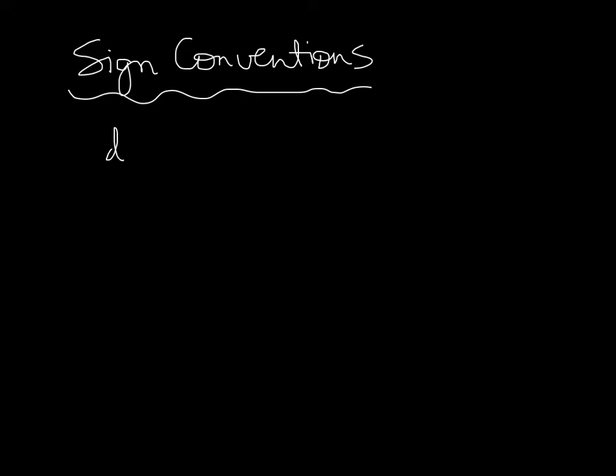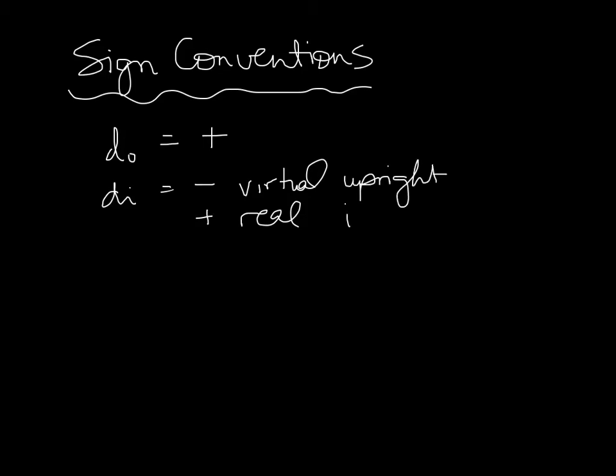Our DO is still positive. Now when you get into honors, that could change, so let's take that with a grain of salt. Your DI, if it's negative, then it's virtual, so this is the same. If it's positive, then it's real. And this would mean that it's upright. And this would mean that it was inverted. Okay, so far so good. Everything's still the same. Here's where things change.